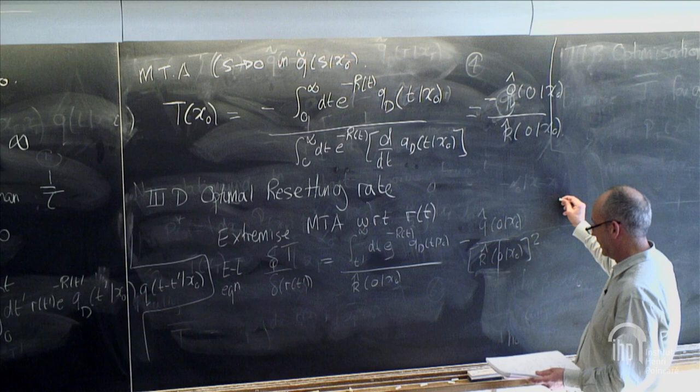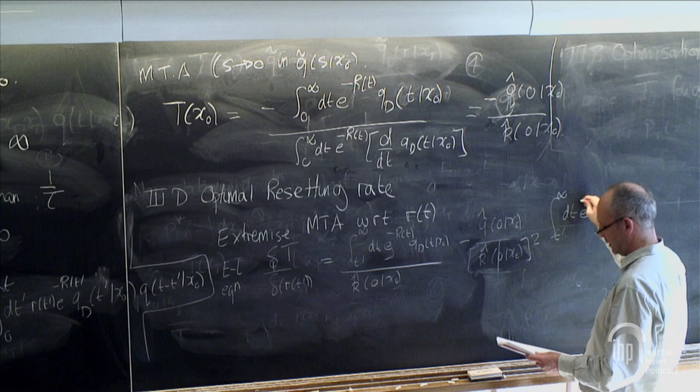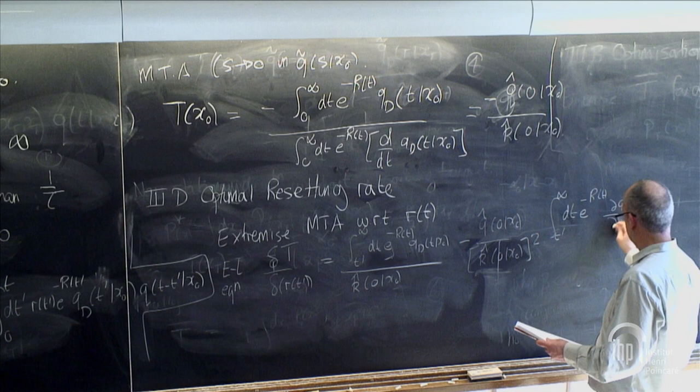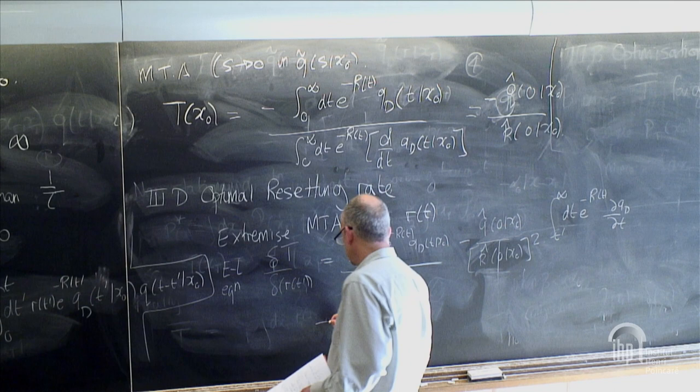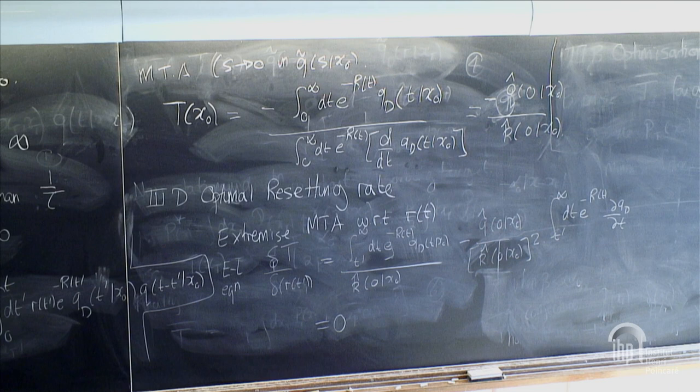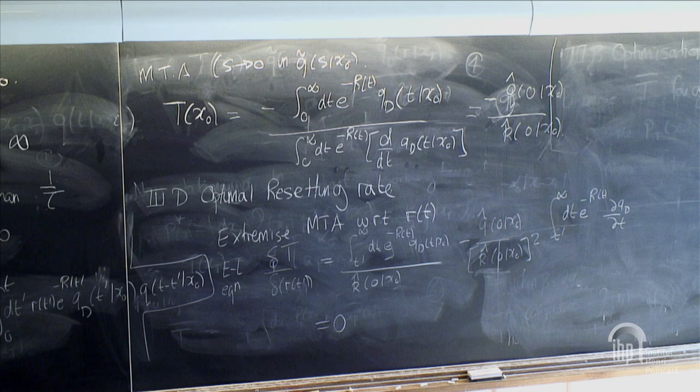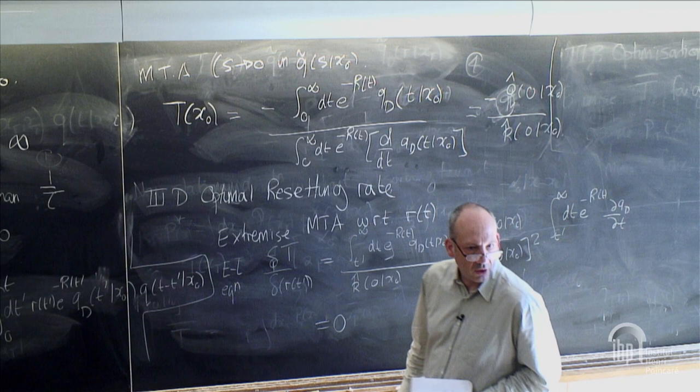Then I get the integral from t prime to infinity dt e to the minus rt dq d by dt. And I want to try and set this equal to 0. That would give me my optimal resetting protocol, if you like, in time. Now, unfortunately, it's easy to show that there's no solution that holds. You can't set this equal to zero for all t prime.